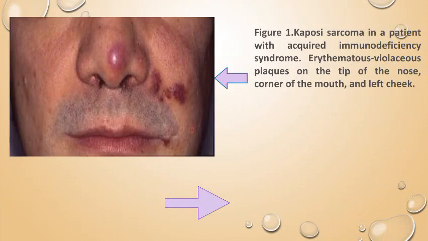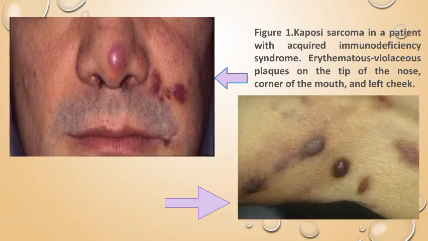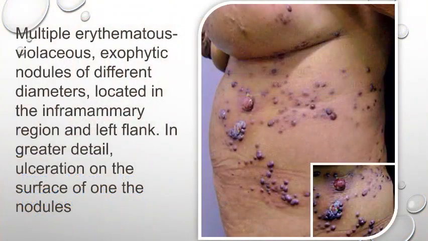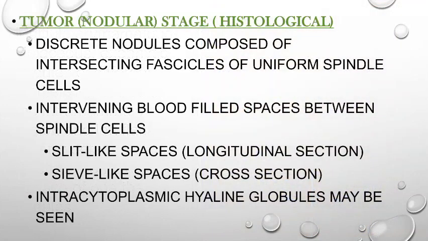In the first picture, we can see Kaposi sarcoma in a patient with acquired immunodeficiency syndrome, erythematous villous plaque on the tip of nose, corner of mouth and the left cheek. In the second picture, we can see classic Kaposi sarcoma on the leg, erythematous brownish plaque on the leg. In this picture, we can see multiple erythematous violaceous exophytic nodules of different diameters located in the inguinal region and left flank. In greater detail, ulceration on the surface of one of the nodules.